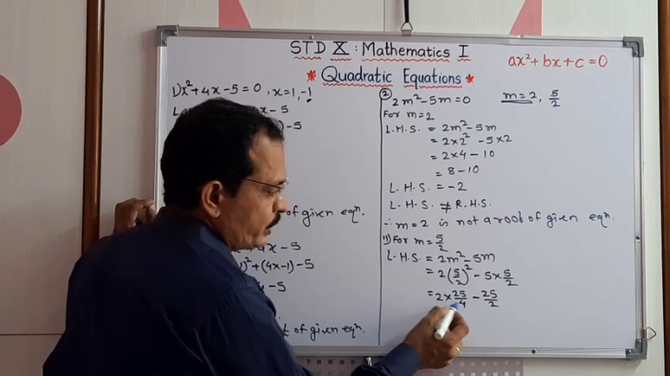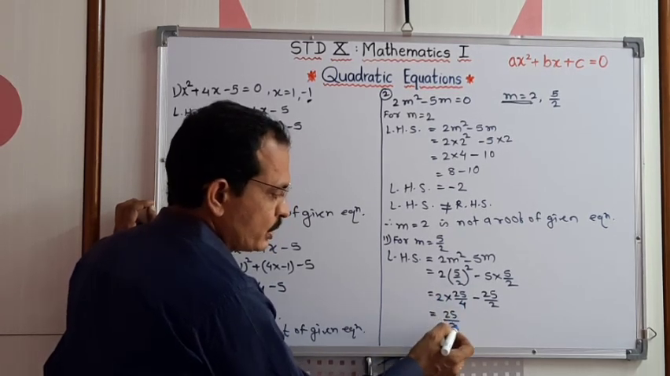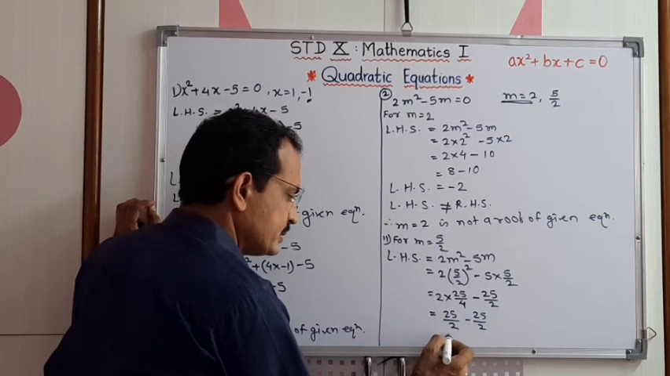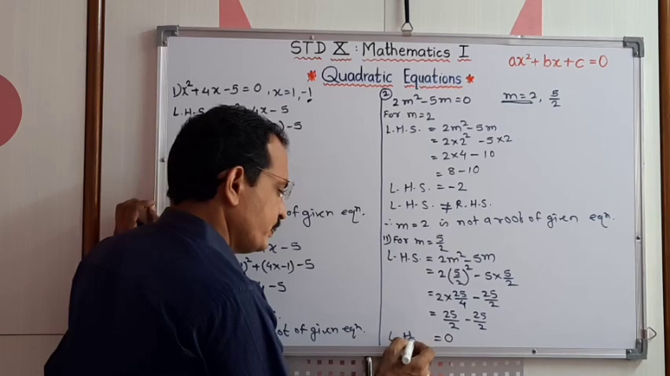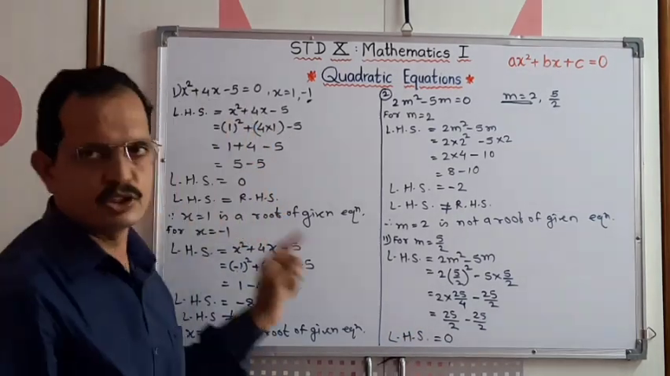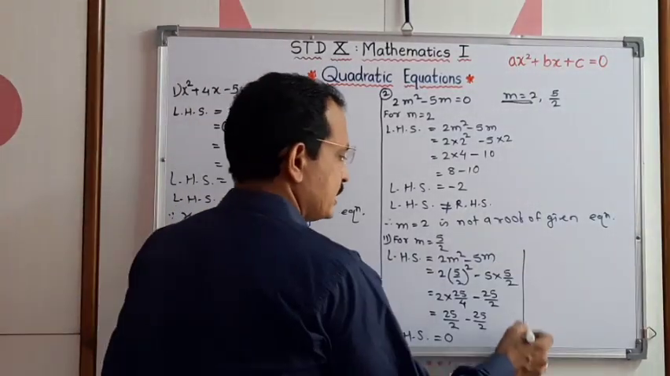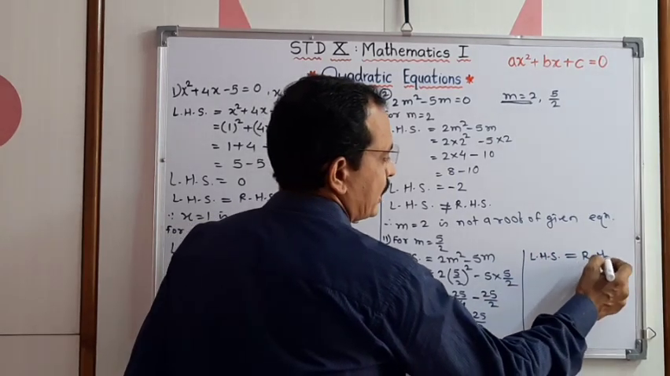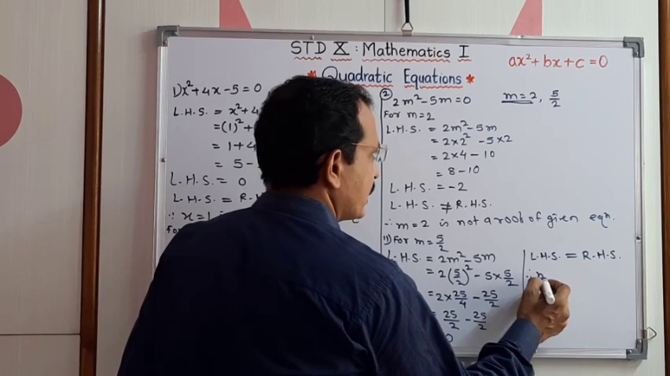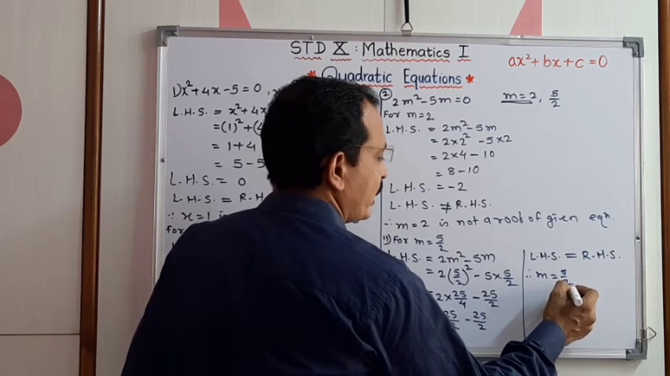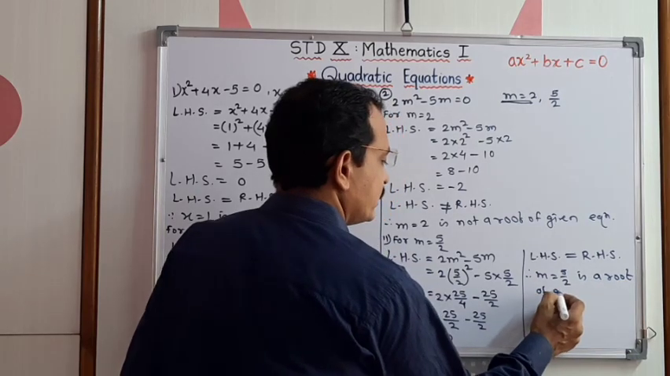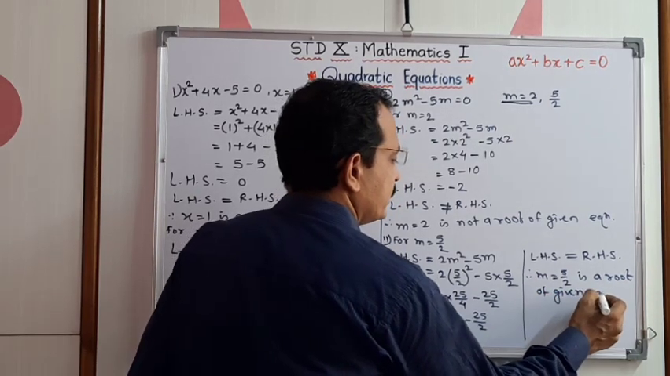See, if we simplify this, 2 into 4, that is 25 upon 2 minus 25 upon 2, it is 0. Here LHS is equal to 0. We can say that LHS is equal to RHS. Therefore m is equal to 5 upon 2 is a root of the given equation.